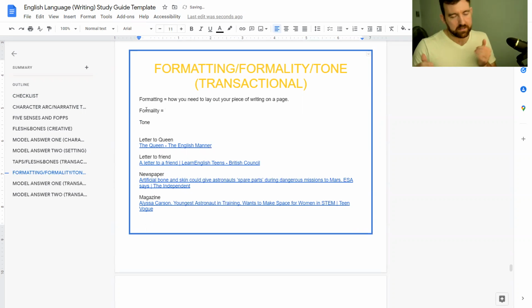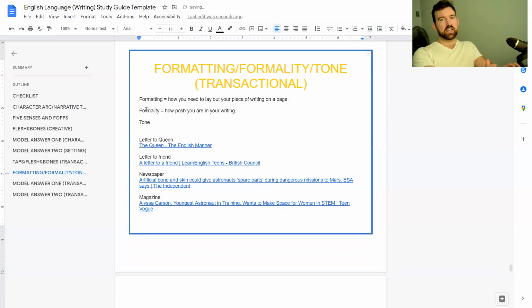So when we were talking about TAPS, we were talking about how different types have different formatting and different audiences have different familiarity and formality. So that's going to be a big part of what we dive into as we read these 4 different things: a letter to the Queen, a letter to a friend, a newspaper article, and a magazine article. We're going to look at how they're different formalities depending on the type of writing, but also depending on the audience, right? So in a nutshell, formality is, colloquially, you would basically say how posh you are in your writing.